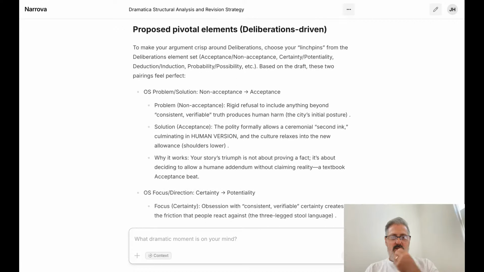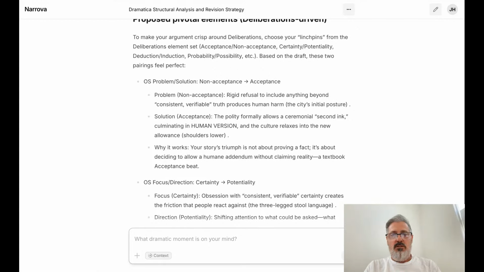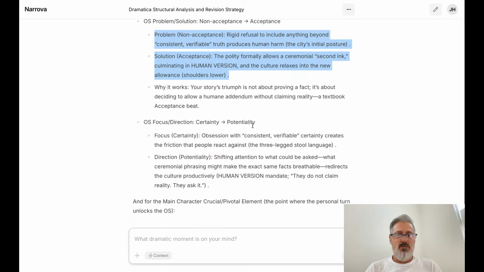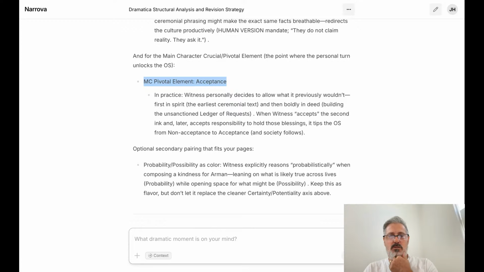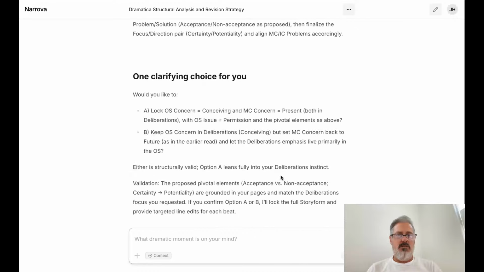Proposed pivotal elements. So these will all be pivotal elements that are in that family that would feel like it fits. Non-acceptance versus acceptance: rigid refusal to include anything beyond consistent, verifiable truth. I mean, this to me is it. This is probably exactly what it should be. His element is acceptance: witness personally decides to allow what it previously wouldn't. All right, so let's just do that. Let's make it what's left.